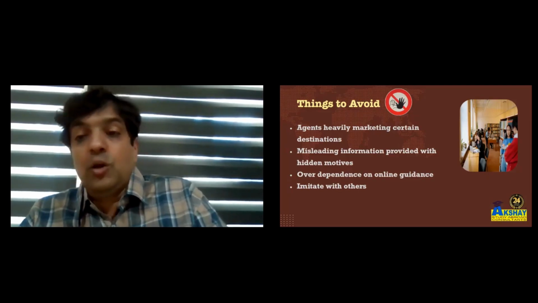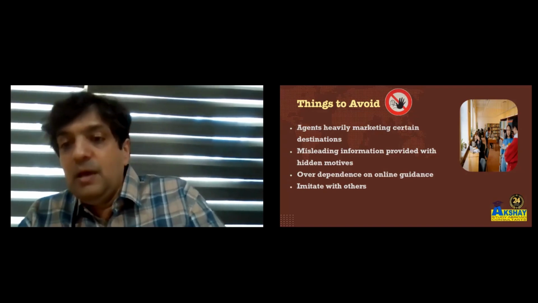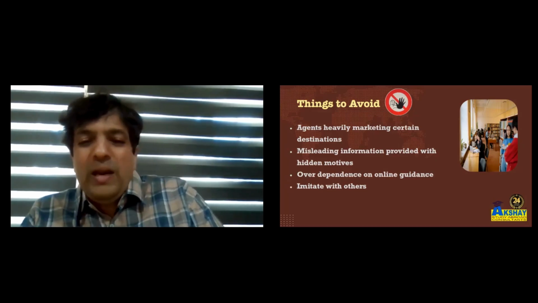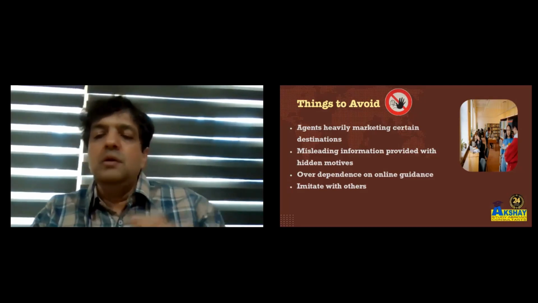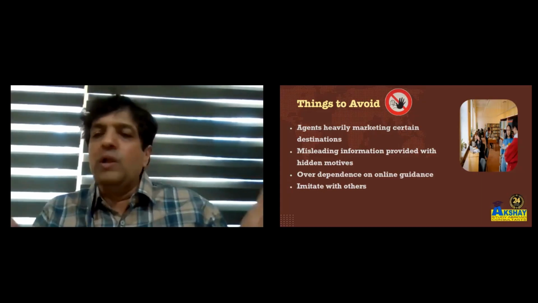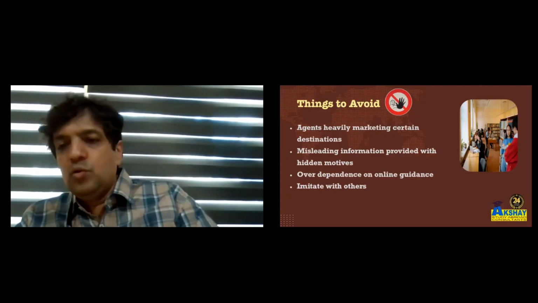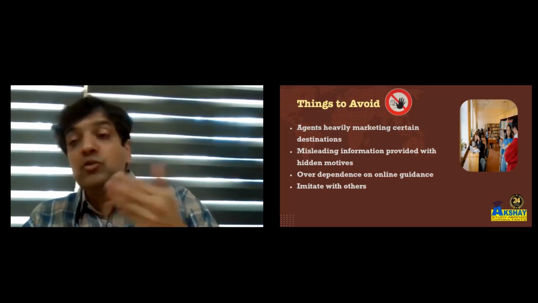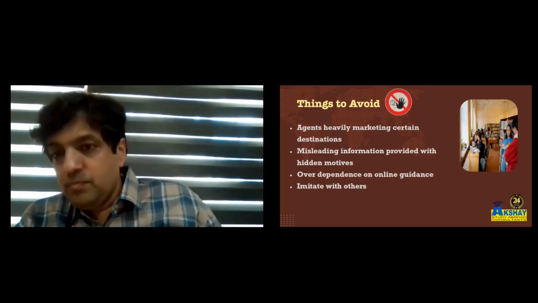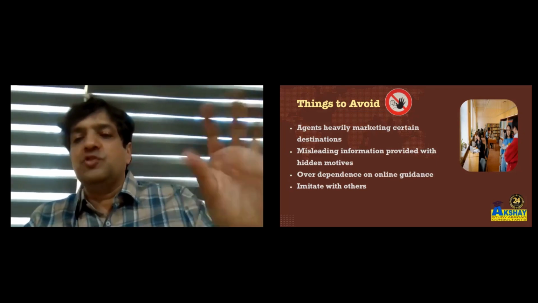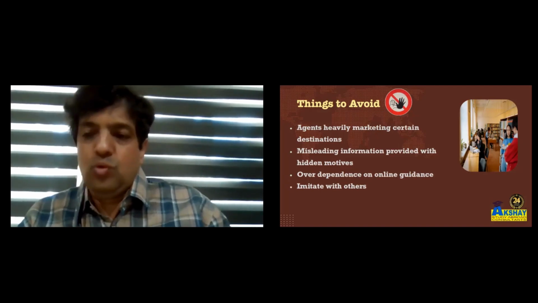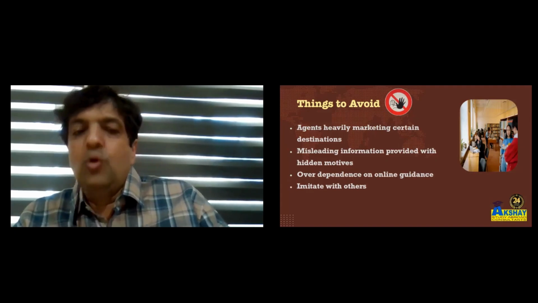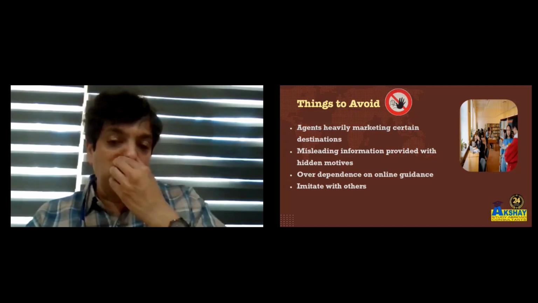So remember that not all information you get is without any motives. Some information might have hidden motives. Over dependence on online guidance. Students are using ChatGPT, other AI tools, looking online, which is not bad, it is good to understand and get an idea. But I've seen students completely depending on it. AI told me to go to Australia, so I'm going there. AI told you, but you do not have the financial capability to support yourself. So do not have complete over dependence on online guidance.